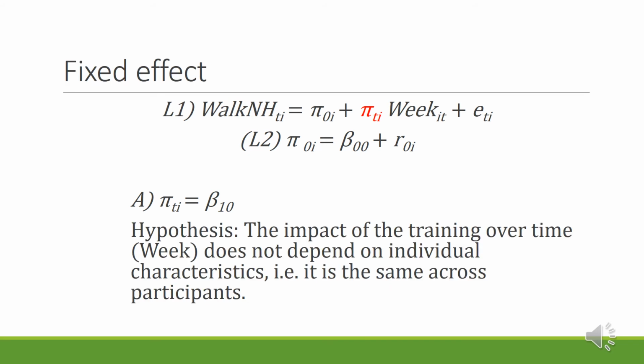So scenario A is one that we did not discuss in class because it is generally not a model that we see. It's a fixed effect on change over time. And the hypothesis, and this is a very strong hypothesis, is that the change over time does not depend on any individual characteristics.